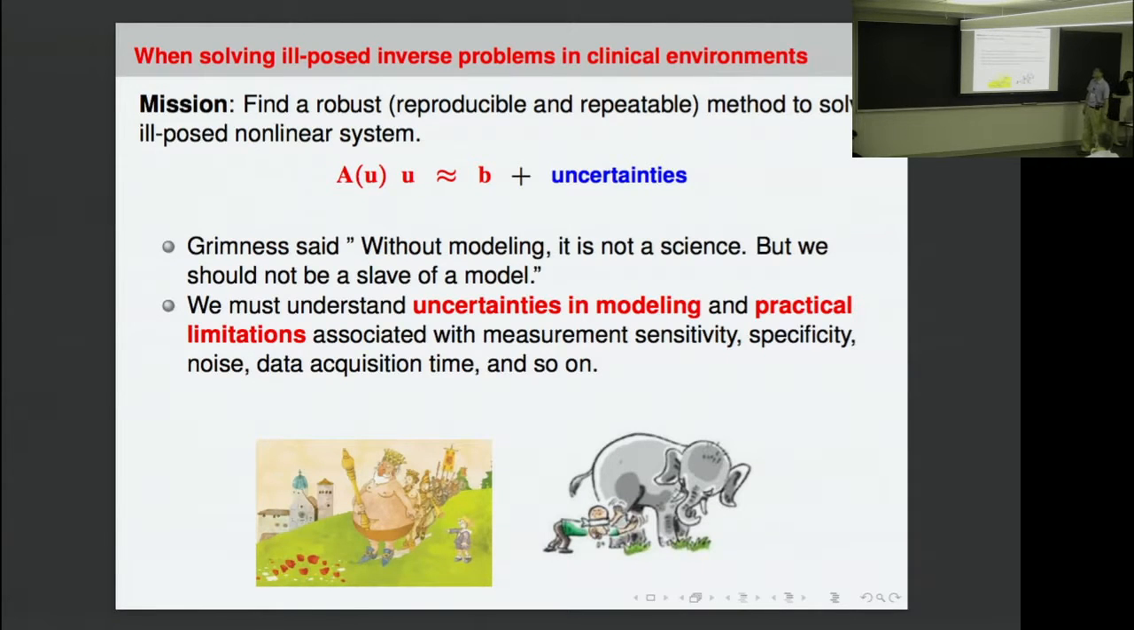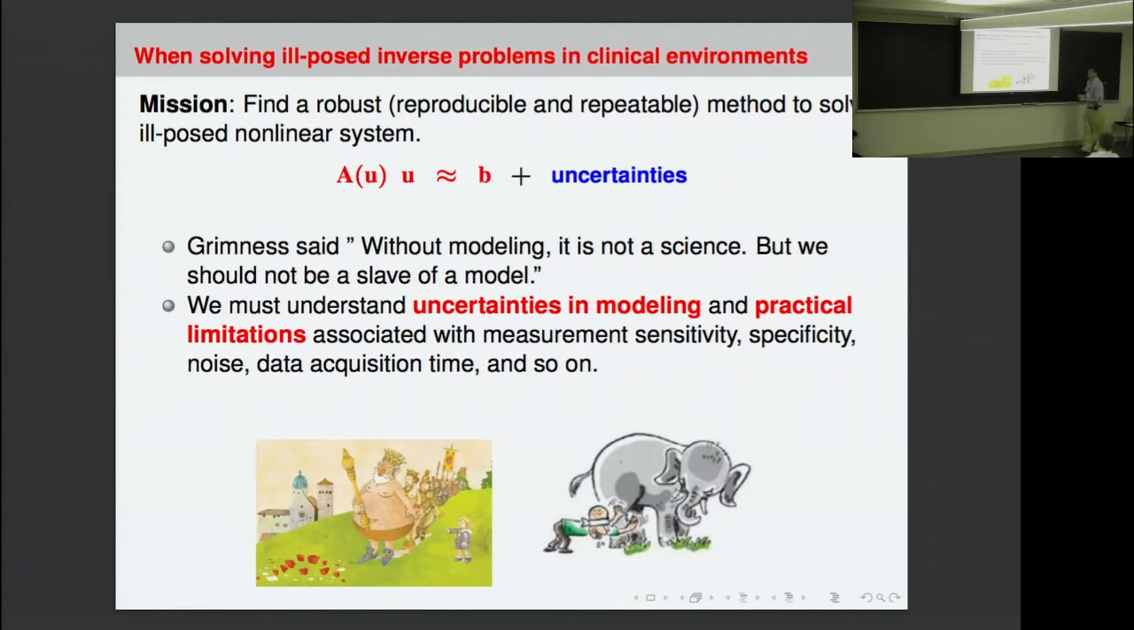Here is the problem. I usually focus on the clinical environment, not just imaging. I emphasize the clinical environment. U is the image to be reconstructed. B is the data, and there are a lot of uncertainties there.